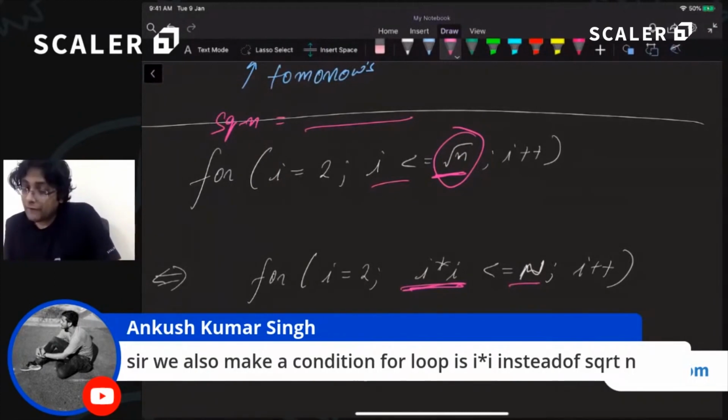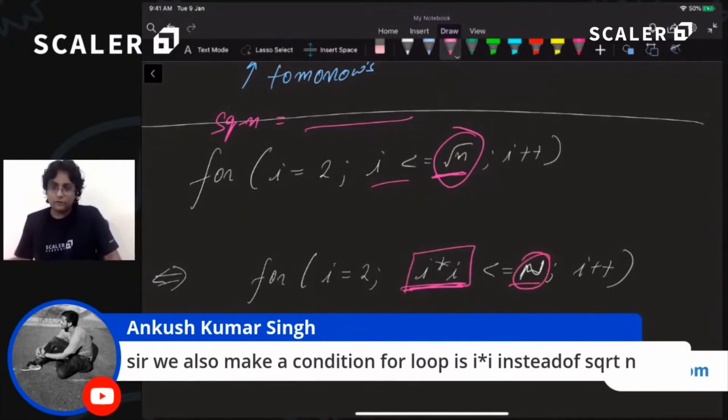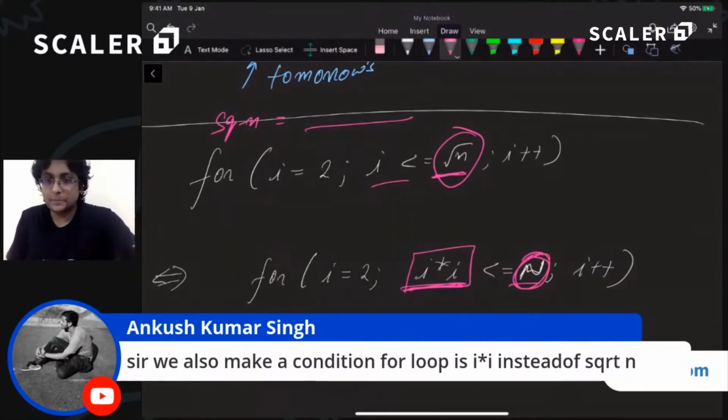Bridge says, but don't we have to check for overflow? Well, not really, Bridge, because i times i will not overflow. If i times i overflows, then n itself should overflow. Does that make sense? We are not really considering the overflow case over here. We're talking about numbers that will fit in the integers. If n fits in, let's say, a 64-bit integer, then i times i will also fit in a 64-bit integer.